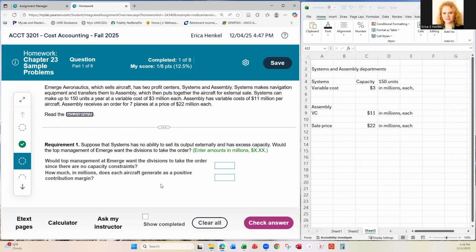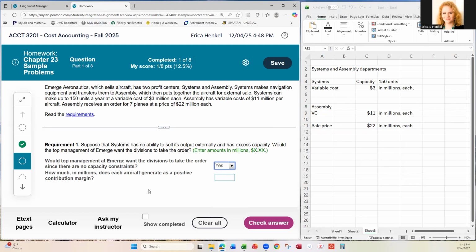Well, if you have excess capacity, and let's see here, an order for 7 planes at $22 million each. Looking at this, the variable costs of producing these are going to be $3 million if we were to make them in Systems plus $11 million, so $14 million total. Because of that, the $22 million sale price is much higher than that. So yes, we would go ahead and take that.